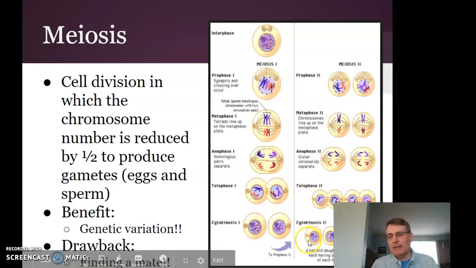And if these were sperm, you would have four equally sized cells that would then mature and become sperm. In females, the eggs will divide a little differently. They'll end up with just one really, really large egg cell, and the other three will be smaller pieces of cells that will be discarded. Only the one large cell will be kept.